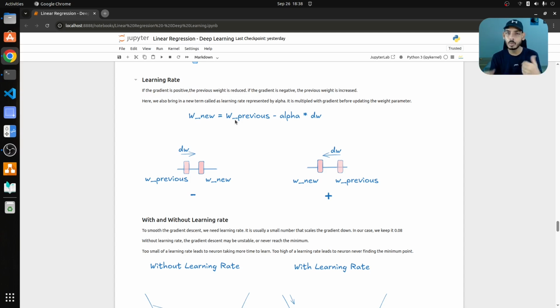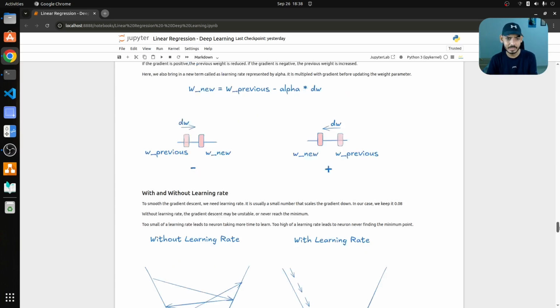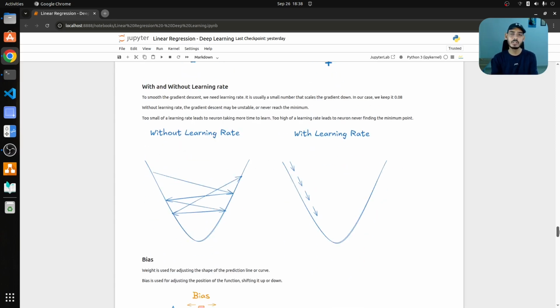So how do we update it? We take W new is equal to W previous minus alpha into dW, which is the gradient into learning rate, minus the previous weight. Now, as I said, what happens when you have a learning rate or not? To smoothen the gradient descent, we include a learning rate.